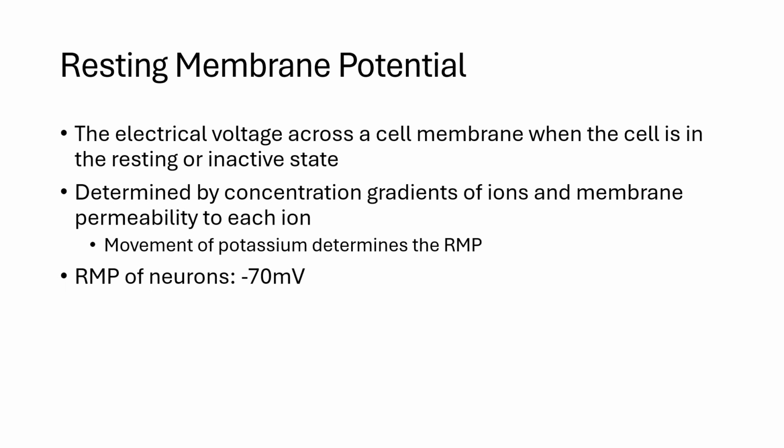Then our definition for resting membrane potential is the electrical voltage across the cell when the cell is in a resting or inactive state. So it's not sending a signal or doing a change. And again, it's driven by the concentration of ions, predominantly potassium, that is determining that resting membrane potential. And here is the value we want to remember moving forward, that the resting membrane potential for neurons is -70 millivolts. So that's how much the inside is more negative by a measure of -70 than the outside of the cell.